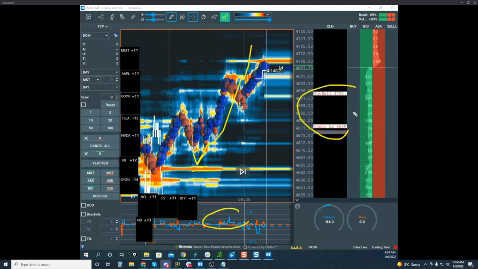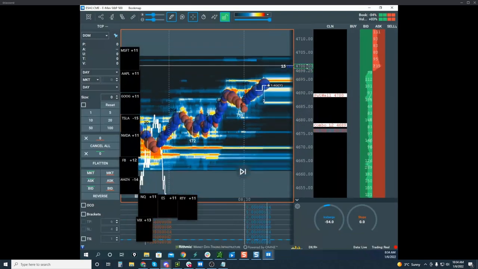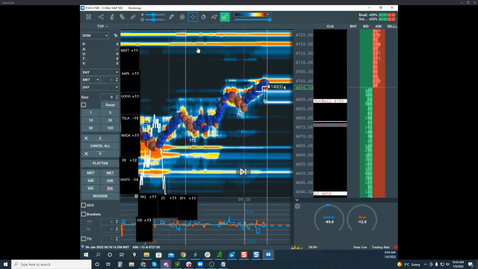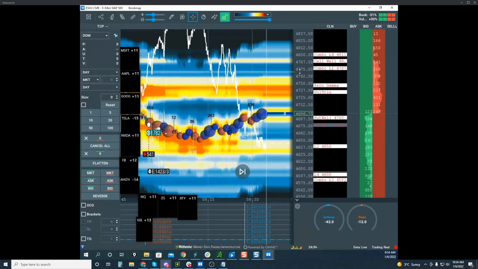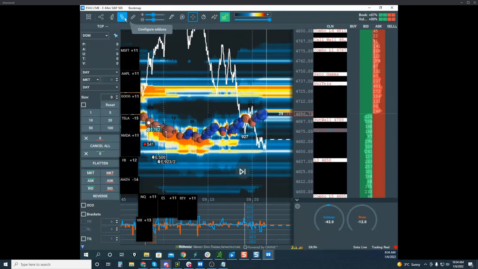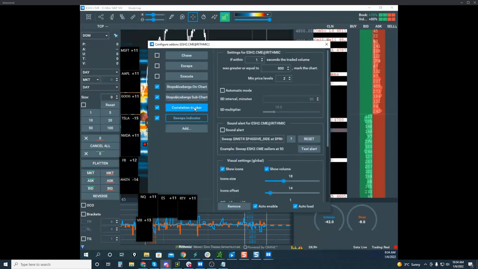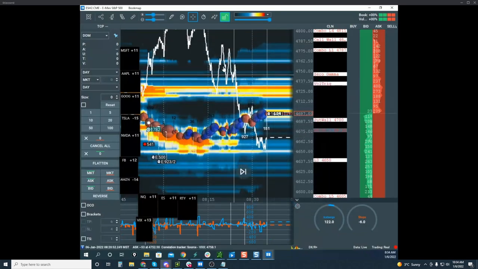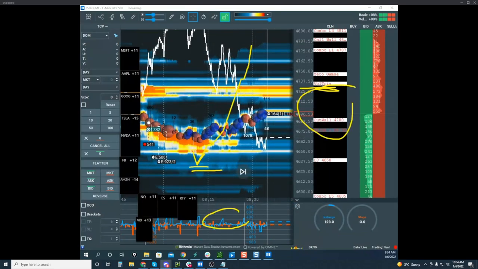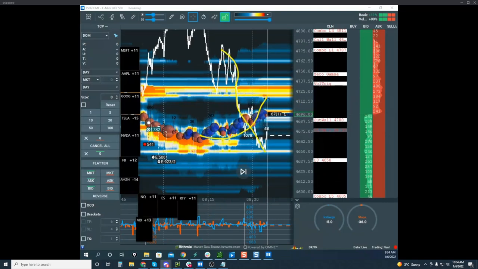You can see over here some spot gamma stuff. His main talk about today was that you want to keep an eye on the VIX. You guys may be wondering what this white line is. This is the correlation tracker, again, part of the Bookmap Global Plus. I've just put in the VXX, the ETF VIX, and you can see when this thing started to drop, that's when we rallied, right?